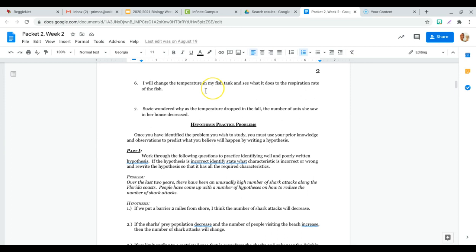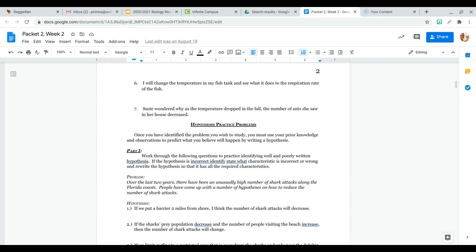Number 6, I will change the temperature in my fish tank and see what it does to the respiration rate of the fish. It's poorly written. It's not an if-then format. And the word change is not specific enough. So I could say, if I increase the temperature in my fish tank, then the respiration rate of the fish will decrease or increase, something along those lines.